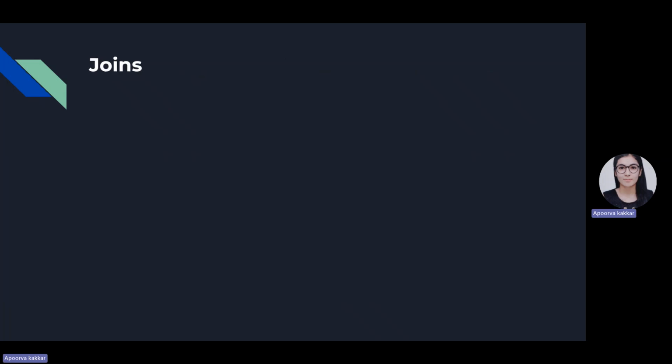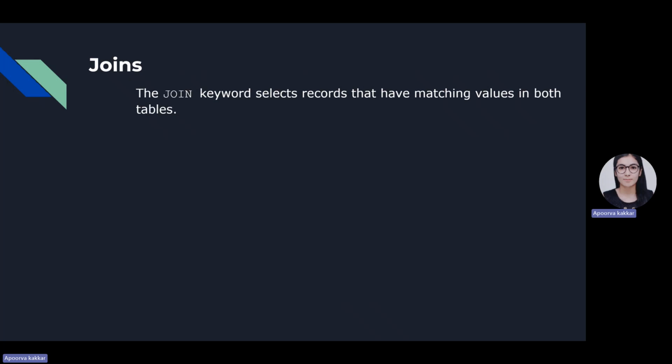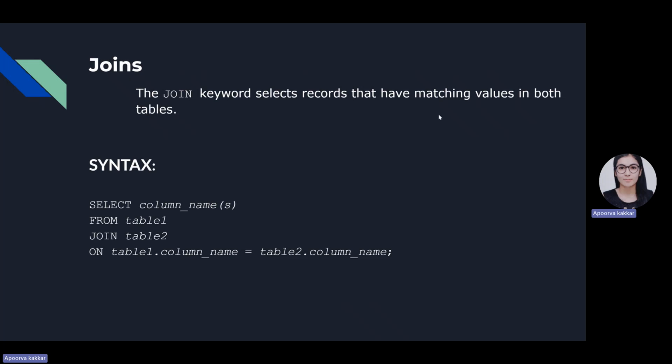Now let's understand the concept of joins. What are joins? Join keywords select the records that have matching values in both the tables. There is a very simple syntax for join: select column name or column names from table 1, join table 2 on table 1 dot column underscore name is equal to table 2 dot column underscore name.